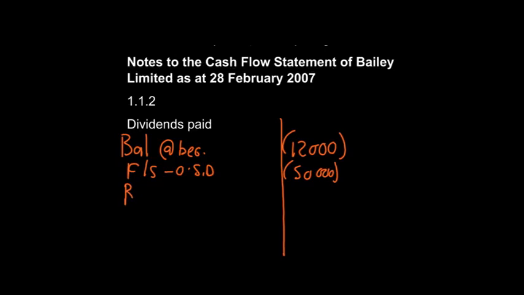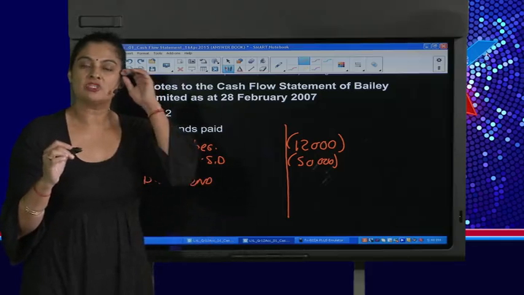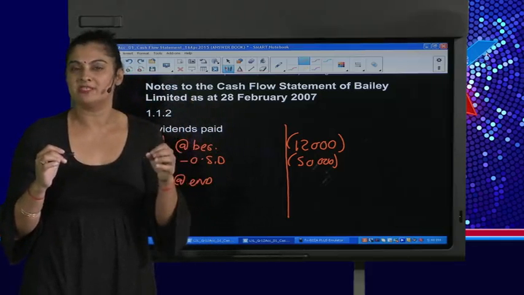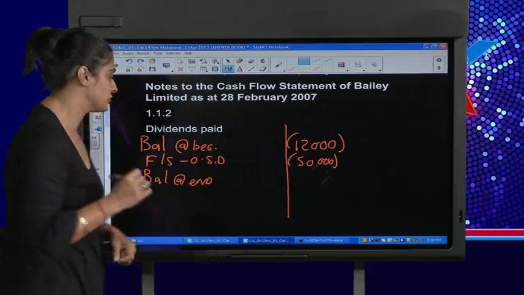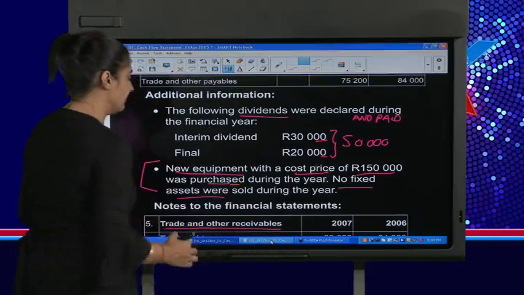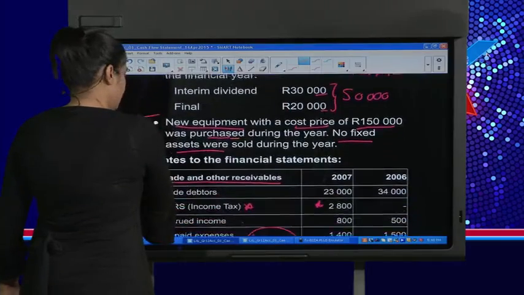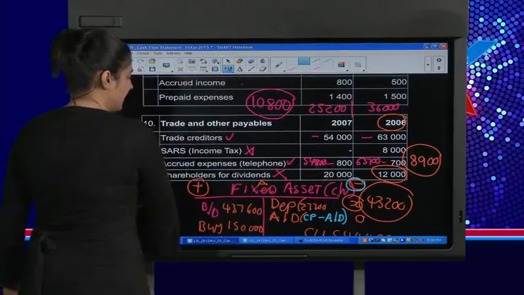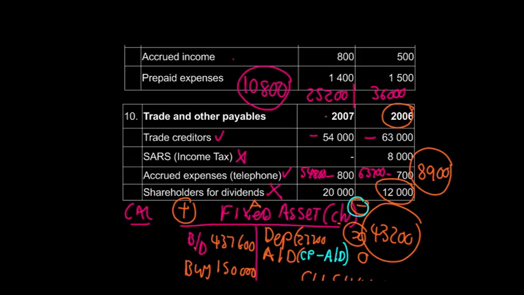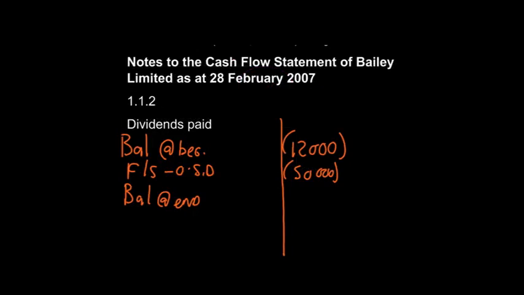Right, last bit, we're now looking at the balance at the end of the year. End of the year represents how much we are still owing our shareholders at the end of this financial year. So again, back to our information. Trade and other payables. End of the financial year is obviously 2007, and we are owing our shareholders an amount of 20,000. So again, back to our answer sheet, let's fill in the 20,000.